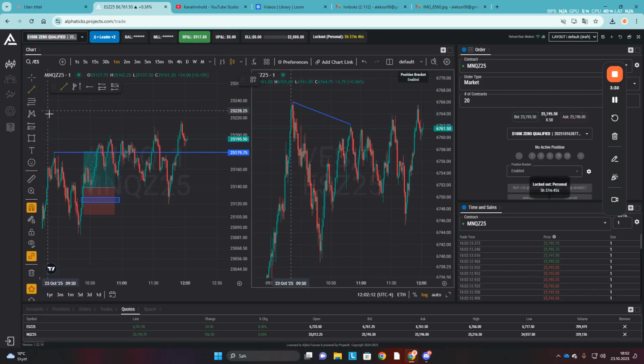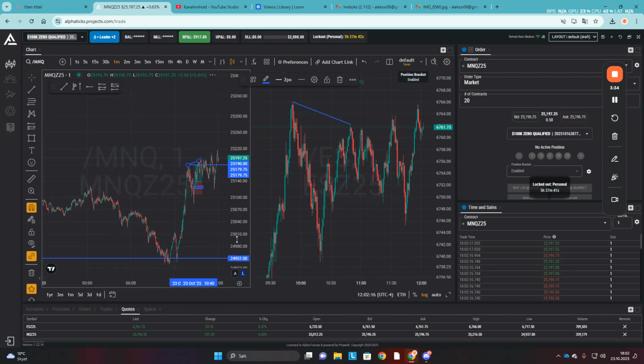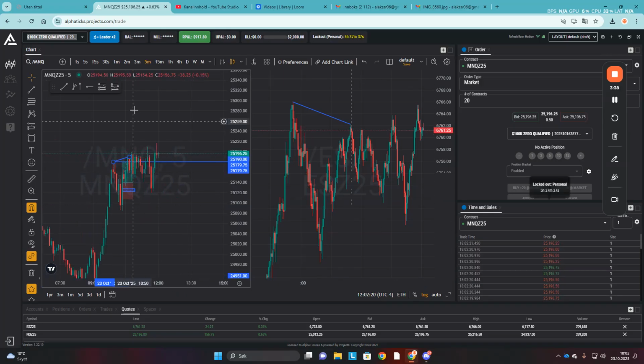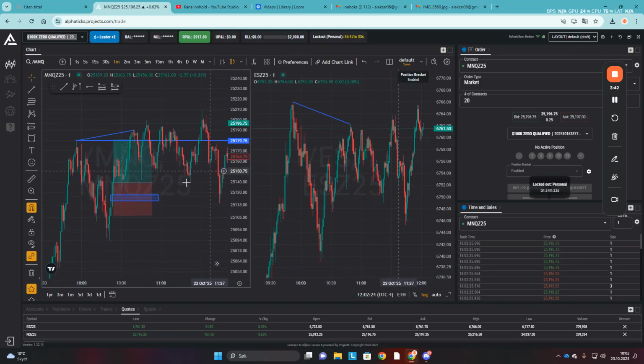After this SMT, I took out the trade, and my other position, which I was also hoping to take with this 1-minute inverse after this 5-minute, it would have been stopped out, so I'm happy I didn't take that one.